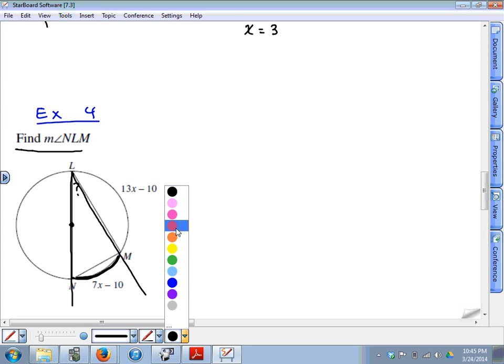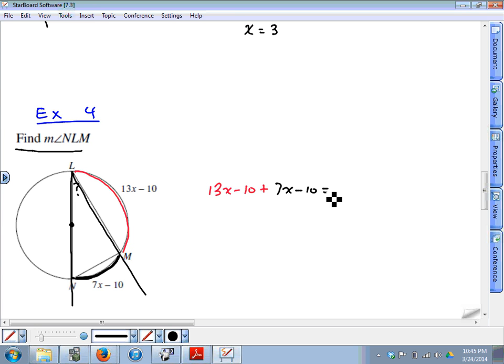So if we take the measure of this arc here in red, which is 13x minus 10, and add the measure of the arc that's in black, 7x minus 10, because those two arcs form a semicircle or half of a circle, we know it has to equal 180. So solving this, 13x and 7x is 20x. Negative 10 and negative 10 makes negative 20. That equals 180. Add 20 to both sides. You have 20x equals 200. You divide by 20, you get x equals 10.